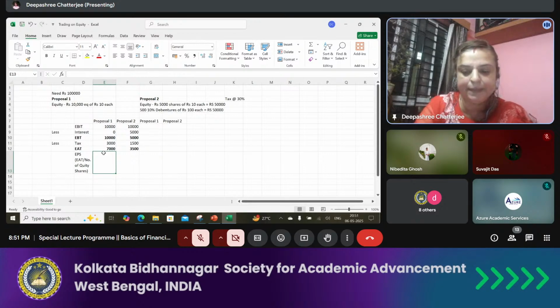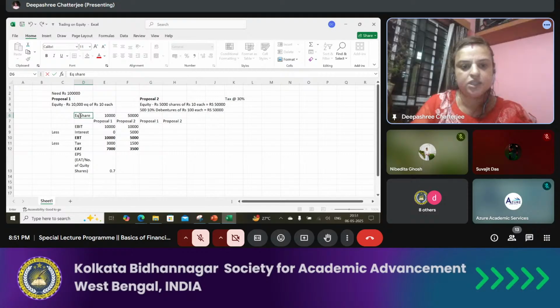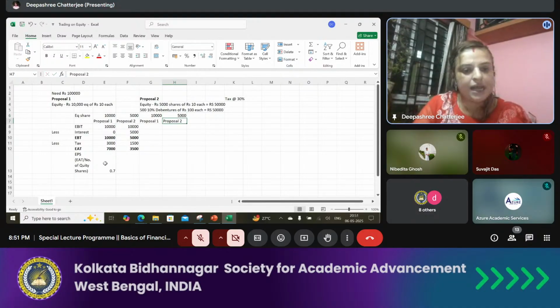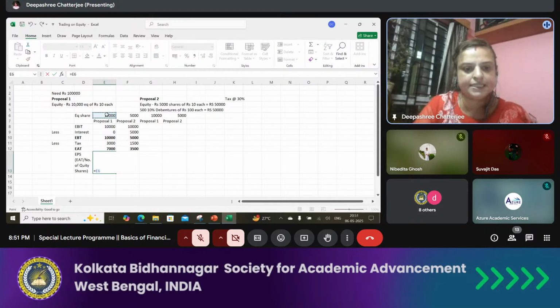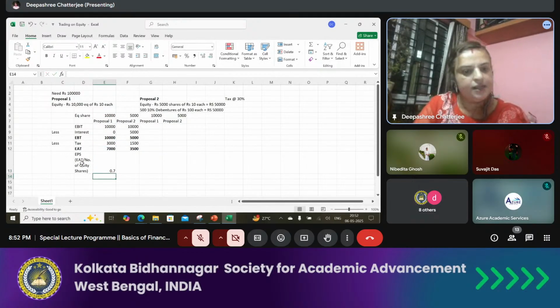So what will be my EPS is equal to this divided by 10,000, because 10,000 is the number of equity shares here once again, right? Here we have 10,000 equity shares, and we have 5,000 equity shares here. Similarly, in proposal 1, we have 10,000 equity shares, and in proposal 2 we have 5,000 equity shares, right? Now, EPS is equal to earning after tax divided by the number of equity shares. This will give me the EPS, earning per share, right? Here also we will have the same thing.